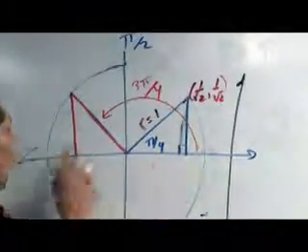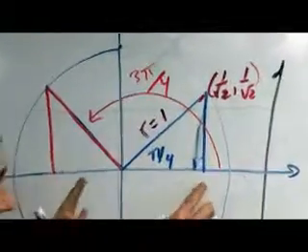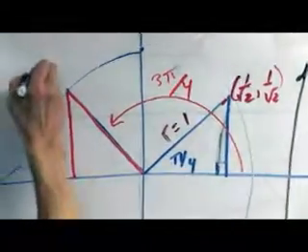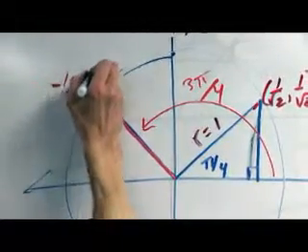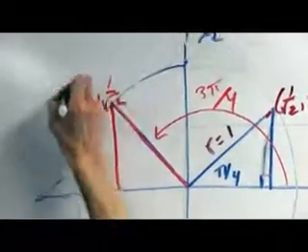Well, so if we move over here, what is this? Well, this is positive 1 over the square root of 2. This must be negative 1 over the square root of 2. This is 1 over the square root of 2. So the cosine of this is going to be negative 1 over the square root of 2.